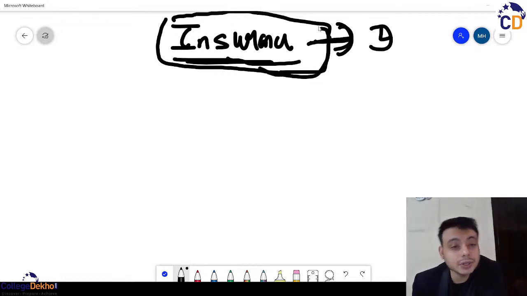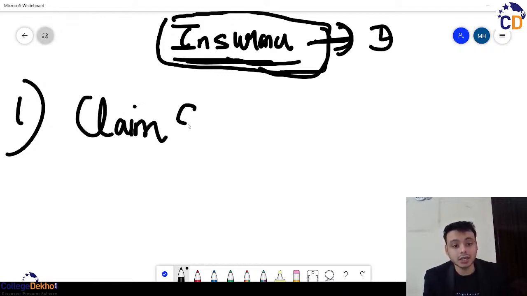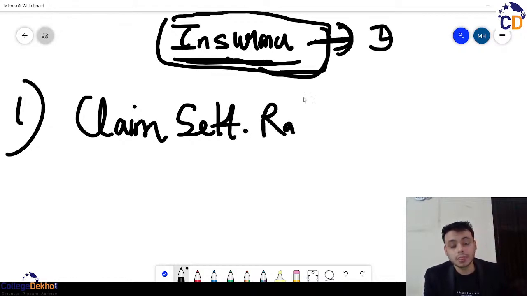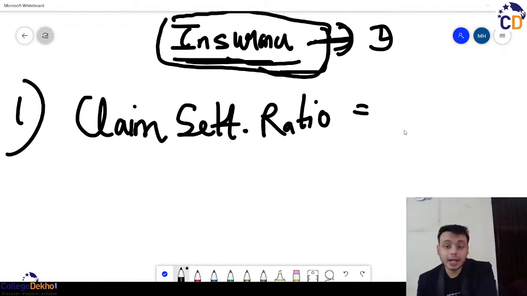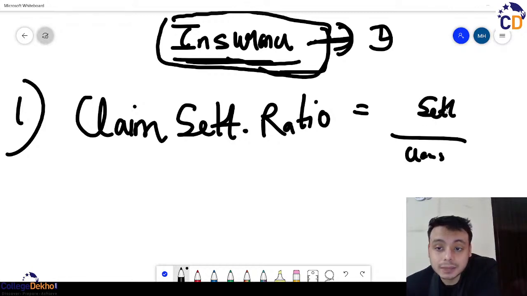अब insurance companies को तुम analyze कैसे करोगे? One ratio for these insurance companies, you have the claim settlement ratio. अब claim settlement ratio क्या होता है? जितने claims कंपनी को मिले हैं, उसमें से how many claims the company has settled.